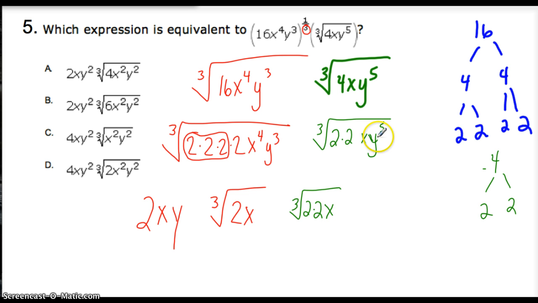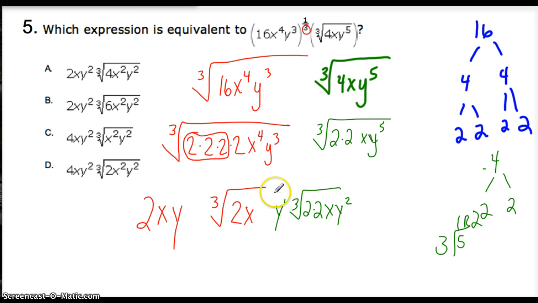And then y to the 5th, I have 5 y's, so I can pull 1 y out, and I would have 2 left inside. Because 5 divided by 3 is 1 remainder 2. So there's 1 remainder 2. So I can clean this up just a little bit.